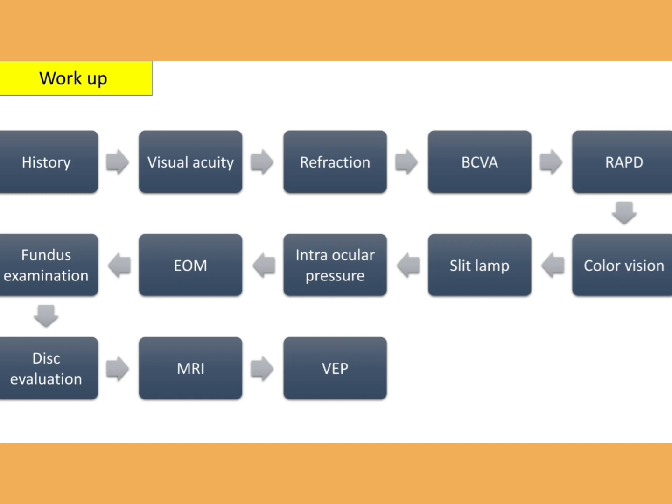In between, after measuring the visual acuity, also prefer to check the contrast sensitivity by Pelli-Robson, because mostly optic neuritis patients have less contrast sensitivity than normal people. So that's why this is also one of the important tests that you need to do.